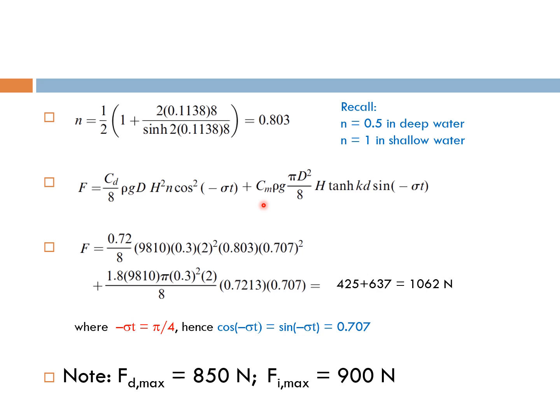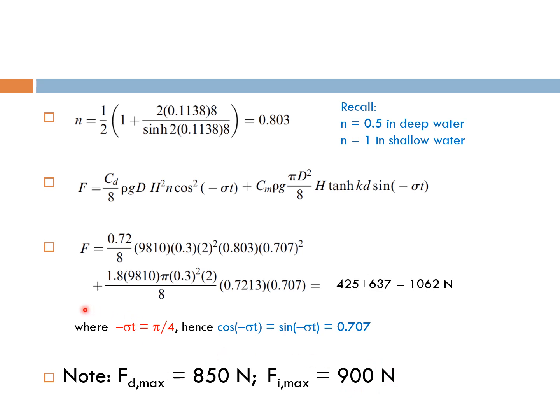Whereas for the inertial force term, it will be maximum when the sine term here equals 1. So this part gives us the maximum inertial force, which is 900 Newton. We can see here that the maximum drag and the maximum inertial are almost the same, where inertial is slightly higher than drag. Take note that we cannot just add these two values together to get the maximum total force, because whenever the drag is maximum, inertia will be 0. Whenever inertia is maximum, drag will be 0.